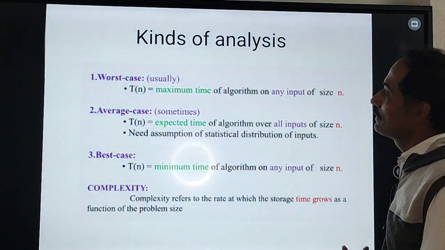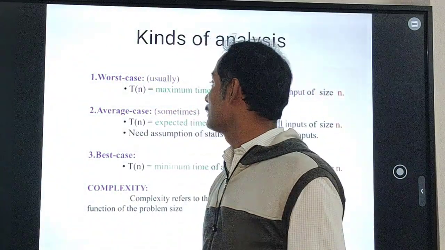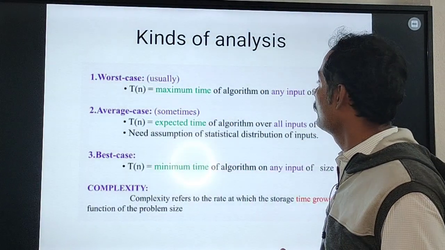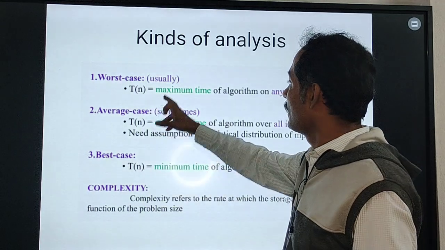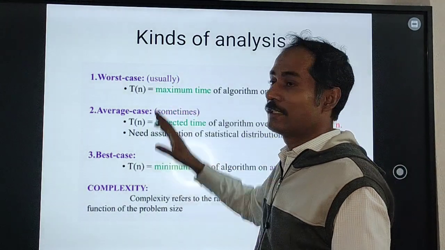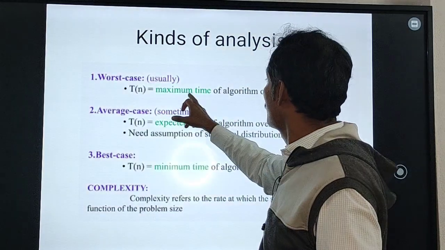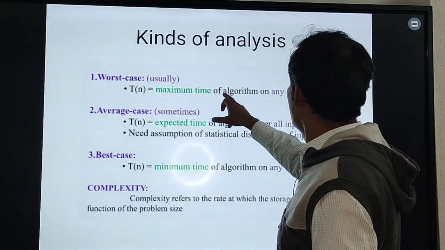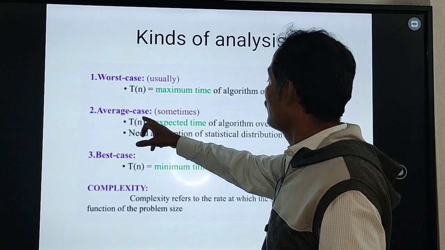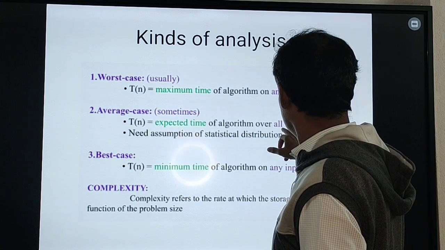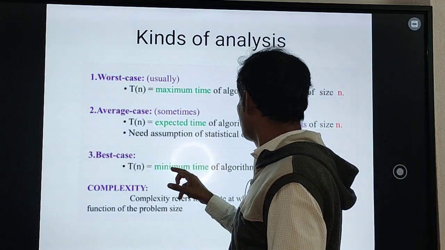And kinds of analysis: we are talking about the design and analysis of algorithms. Here is the analytical part, and basically we will be considering the worst case, average case and best case. Worst case is usually the one that is expected all the time. It is the maximum time of the algorithm on any input of size n. Average case is the expected time of the algorithm over all inputs of size n. And best case is the minimum time.